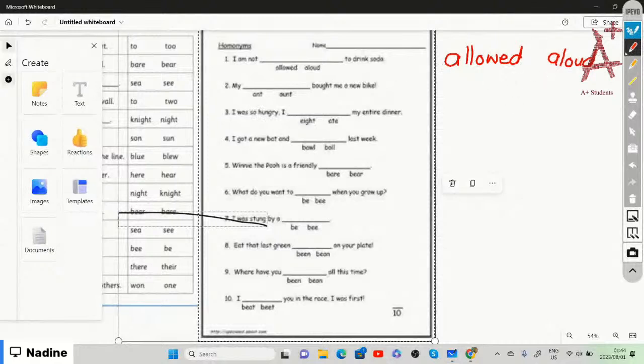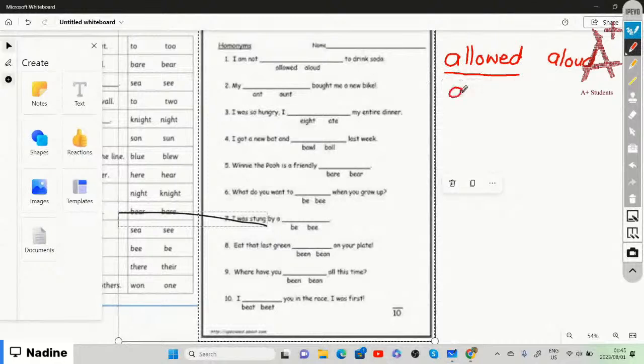So we need to choose between these two words, right? So we are going to choose the first one, allowed, right? It's like they're allowing you or they're not allowing you. So I am not allowed to drink soda, because the other aloud has to do with sound.